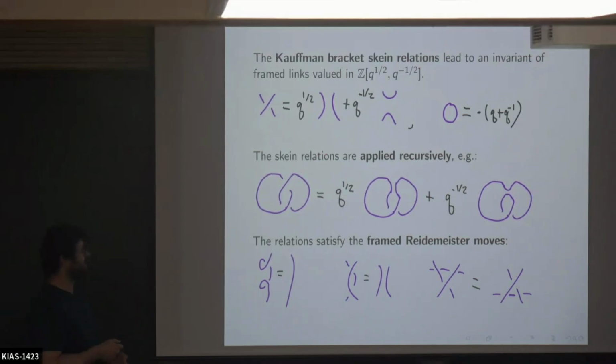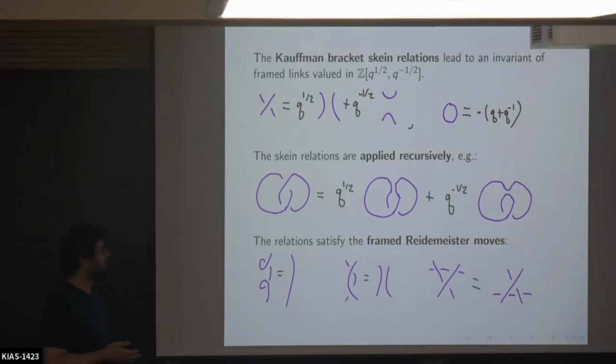These Skein relations are applied recursively. If you have the top link here, you can first apply the crossing relation to this crossing and get this linear combination. Then you keep going and apply the relation to this crossing on this diagram and that crossing on the next diagram. It eventually terminates for a link diagram in the plane. And it's an invariant of framed links instead of ordinary links.